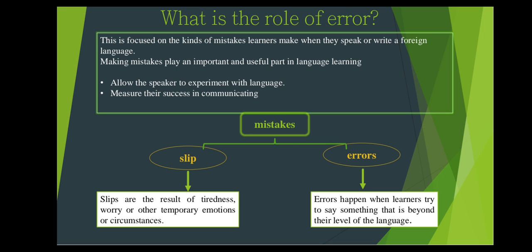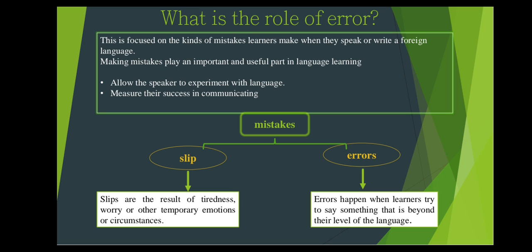And errors happen when the learners try to say something that is beyond their level of language. This is very common when students are learning a new language. In my case, for example, when I don't know some word in English, I try to look for synonyms, and this makes me make a lot of mistakes in my English speaking.